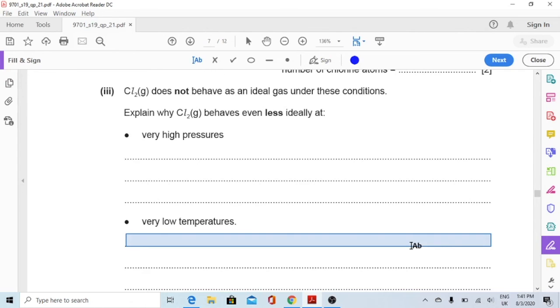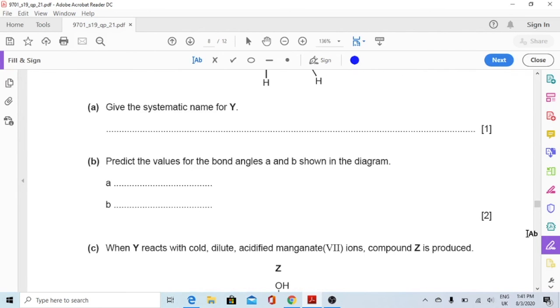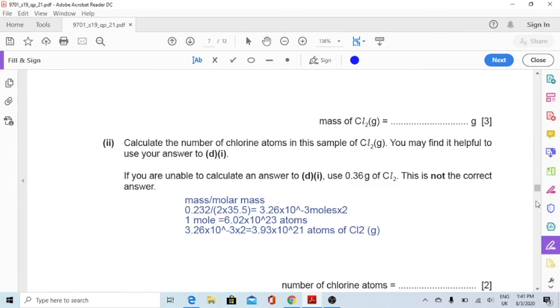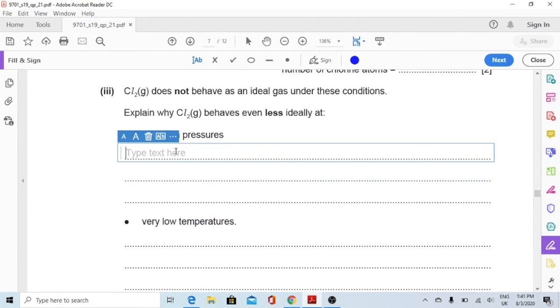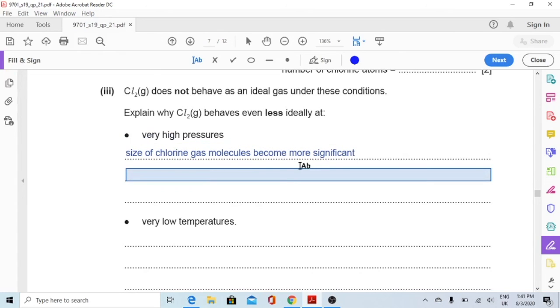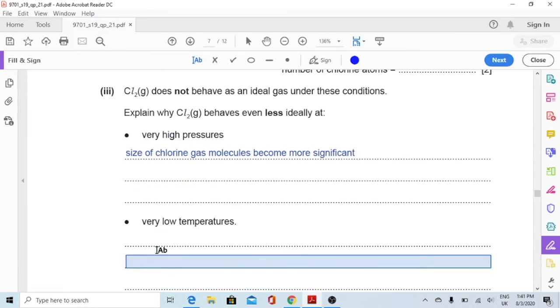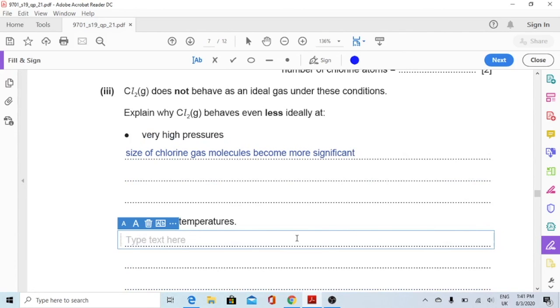So size of chlorine gas molecules become more significant at very high pressures. So we cannot ignore this fact, and we can't say that at very high pressures it still acts as an ideal gas. And the next is at very low temperatures.